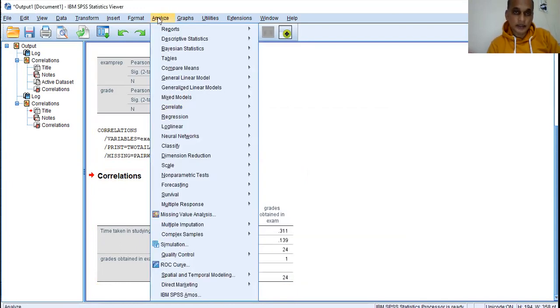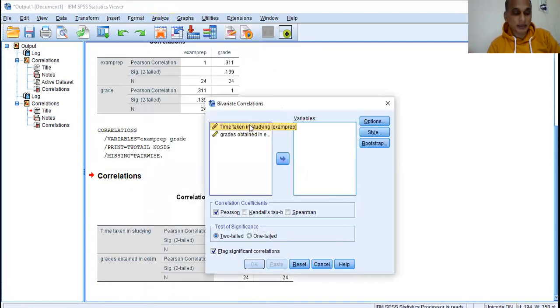So here we go, analyze, correlate, click on bivariate. You have the box coming up, select both the variables. Both the variables are in scale form, and we are just looking at the relationship or the strength of relationship between the two. So we click on the variables here and move it to the right hand box. Here by default, correlation coefficient is Pearson. Test of significance is two-tailed. It is two-tailed because we know that the relationship can either be inverse, that is negative, or it can be direct relationship, which is also known as the positive relationship.